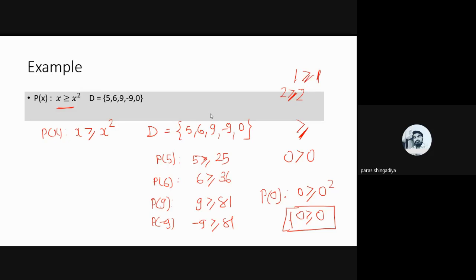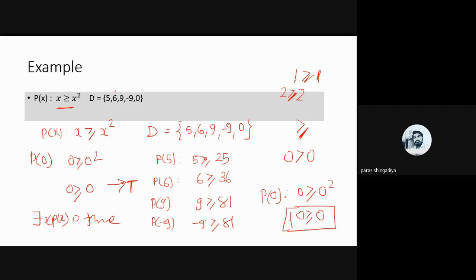So for P of 0, for at least one value of the domain, P of 0 becomes 0 greater than or equal to 0 square, that is 0 greater than or equal to 0, and that is true in mathematics. If I remove the equality, it will be false for each case. But here I consider P of 0, that is 0 greater than or equal to 0, so it is true. Therefore there exists x, P of x is true.